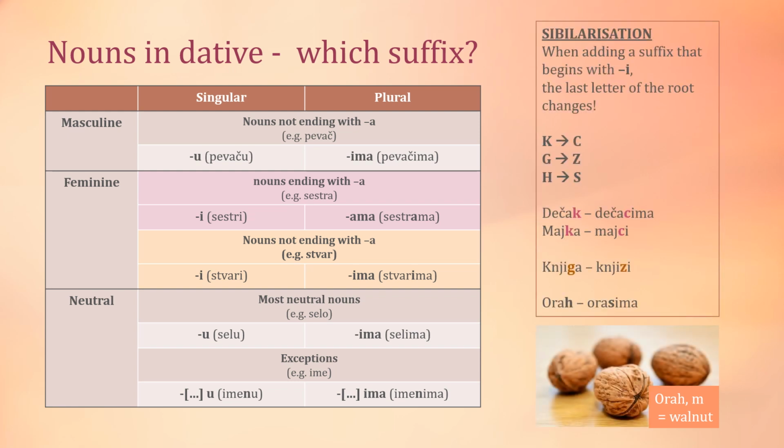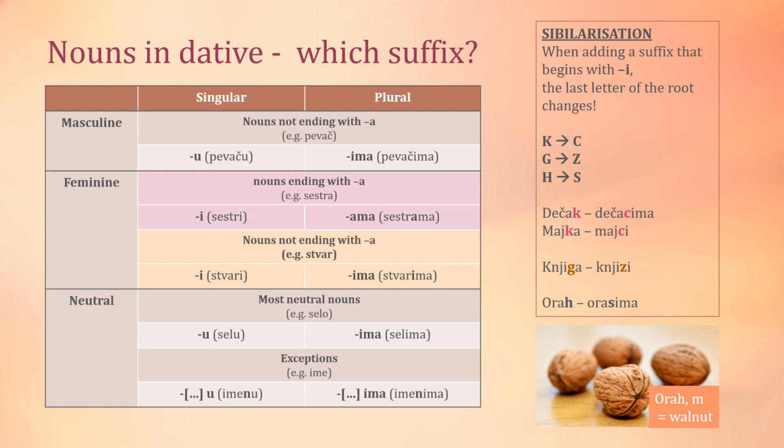There's one nuisance about all these suffixes that begin with I. Namely, when you add such a suffix that begins with I, the last letter of the root of the word that you're adding it to changes, and it changes in the following manner. If the last letter of the word is K, it becomes C. If it's a G, it becomes Z. If it's H, it becomes S. This is something we call sibilarization, and in Serbian we say shortly KGH turns into CZS.